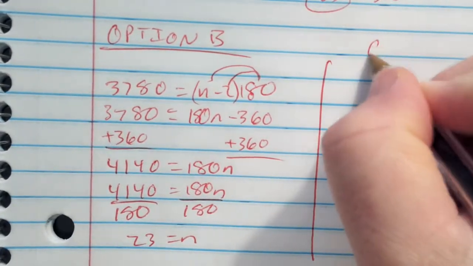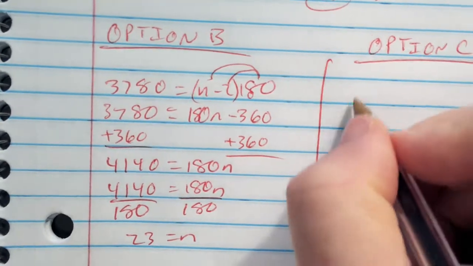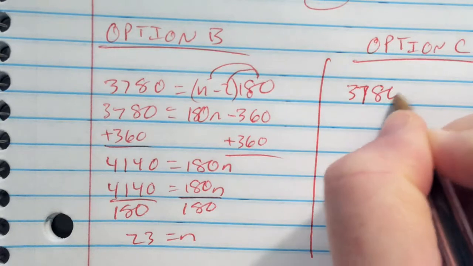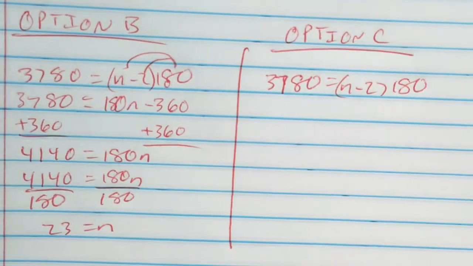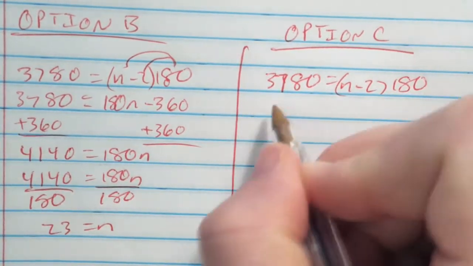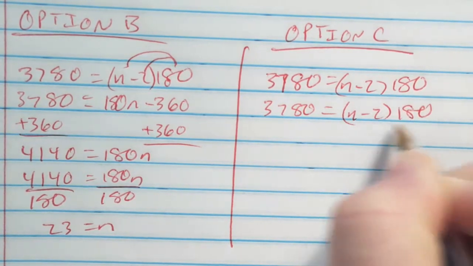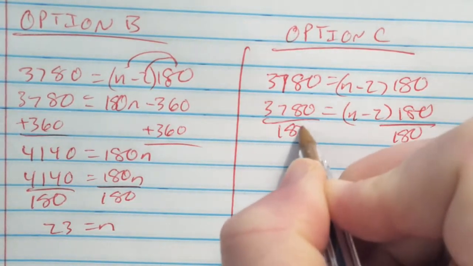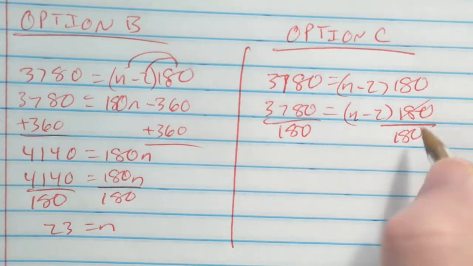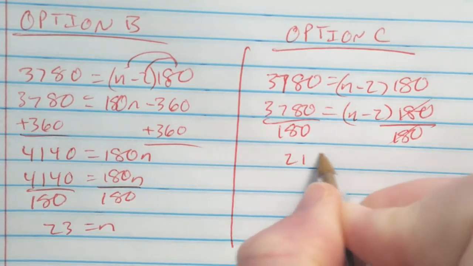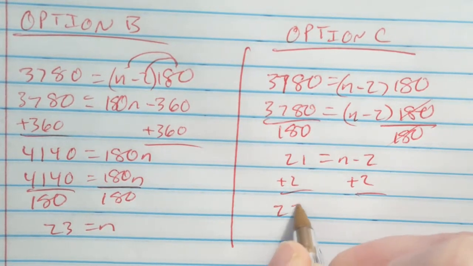And even a third way, because there's a bunch of different ways how to do this. A third way, so option C, is still to solve this, but some other people saw that you could have just divided by 180 right off the bat. So I want to solve for this. We're going to divide by 180 on both sides. So 3780 divided by 180. Those cross out, and we're left with 21 equals n minus 2. You add 2 to both sides, you get 23 equals n.